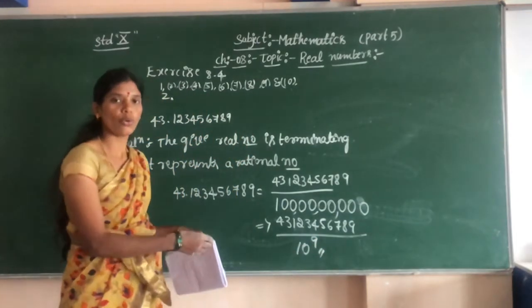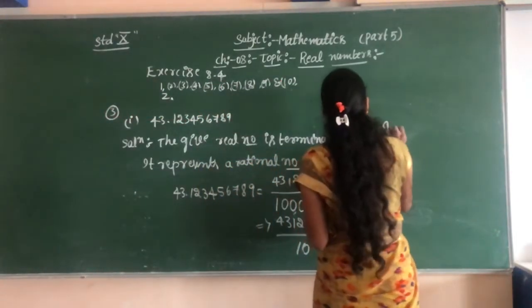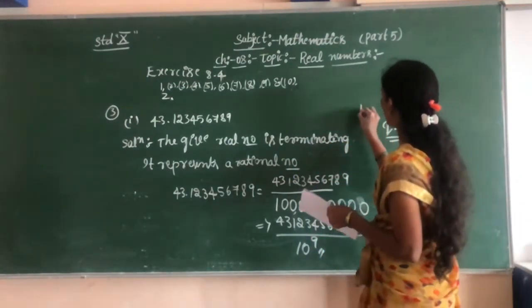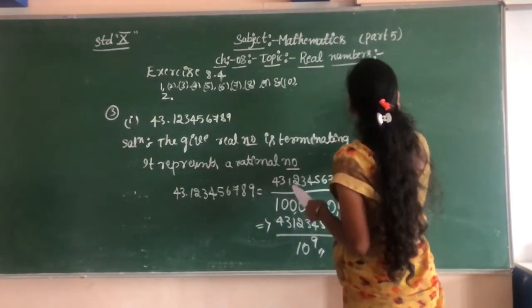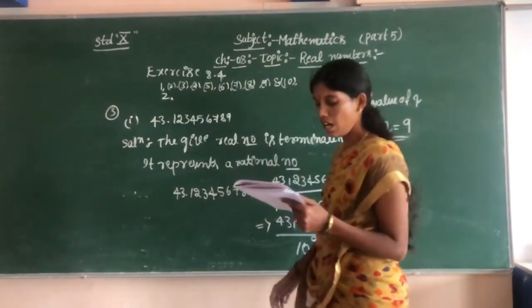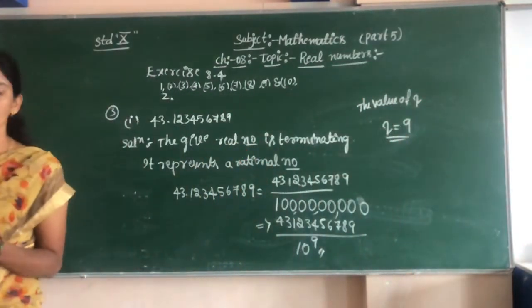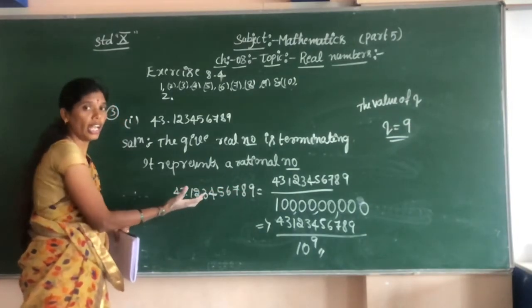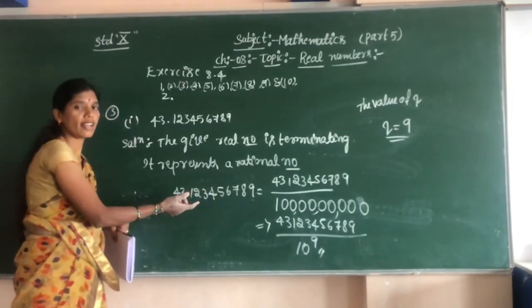So Q, the denominator, is how many? Q is equal to 9. Okay, children, the value of Q is equal to 9. You see, have you understood? How many terms are on the right side only? You should count them: ones, tens, hundreds, thousands.